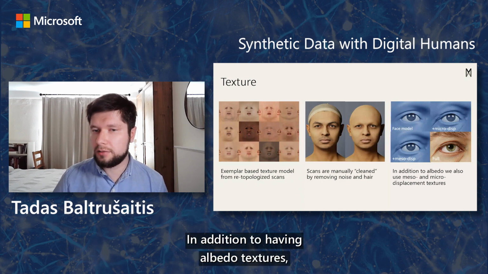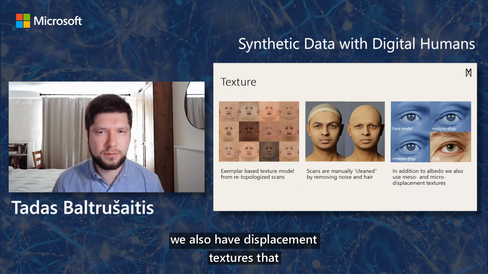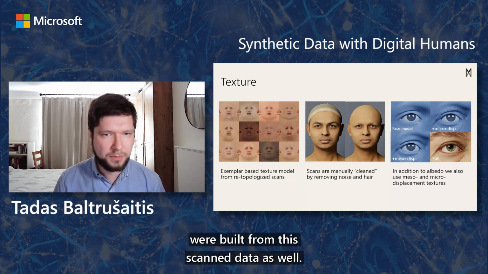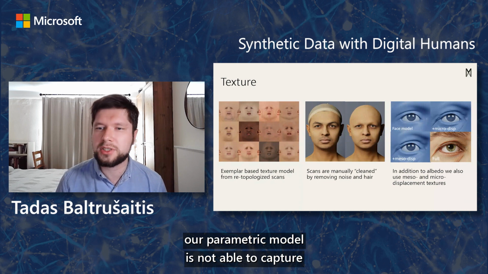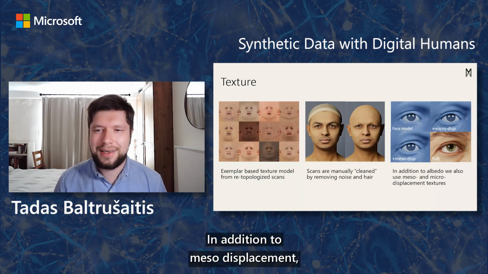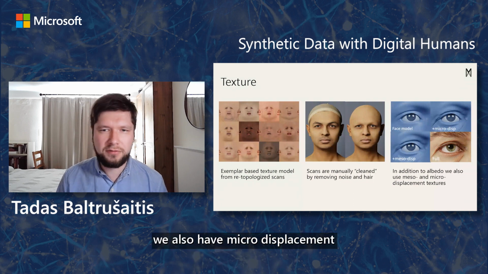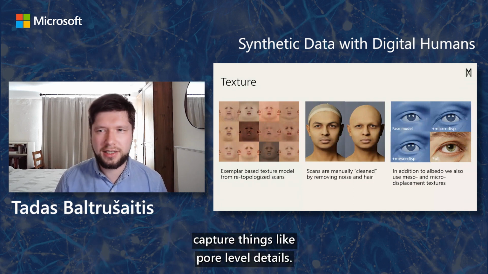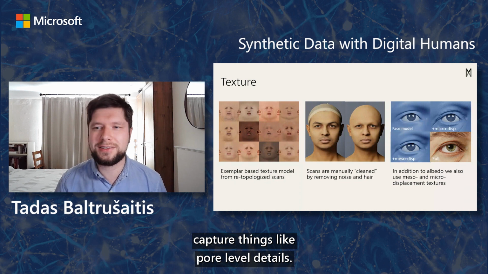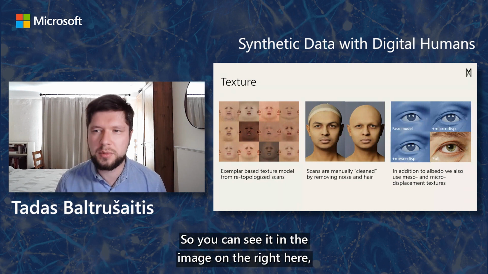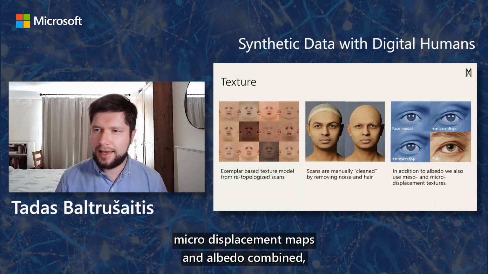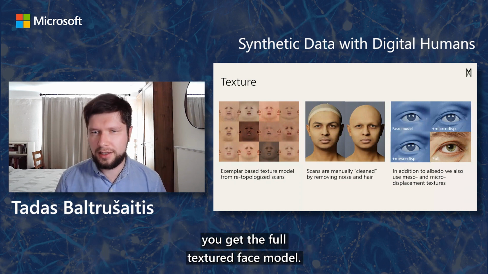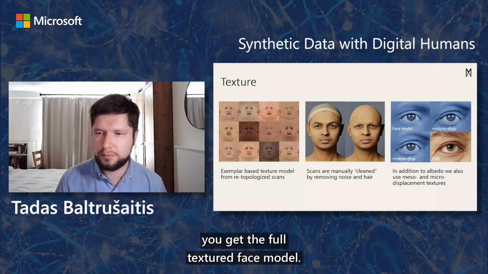In addition to having albedo textures, we also have displacement textures that were built from this scan data as well. This allows us to capture things like wrinkling that our parametric model is not able to capture because it's not high enough resolution. In addition to meso displacement, we also have micro displacement textures, which allow us to capture things like pore level detail. So you can see it in the image on the right here. And with our meso and micro displacement maps and albedo combined, you get the full textured face model.